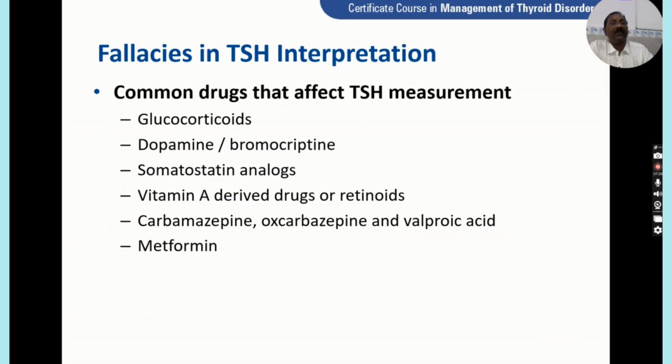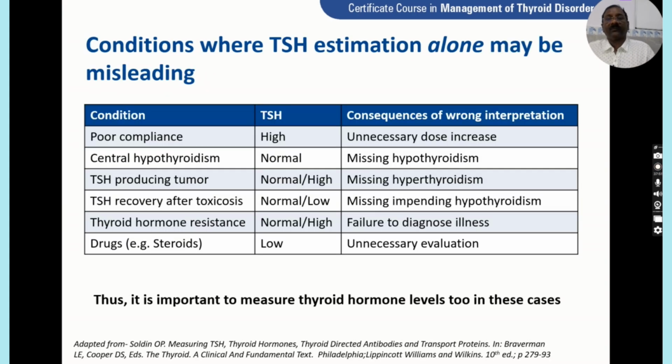Common drugs that affect the TSH measurement: steroids, which we often use in the ICUs, dopamine, somatostatin analogs, vitamin A derived drugs like retinols, carbamazepine, valproic acid, metformin. These drugs will alter the TSH levels, especially metformin, which is a very commonly used drug, and dopamine in the ICUs and steroids. So these are very important conditions where TSH estimation alone may be misleading.